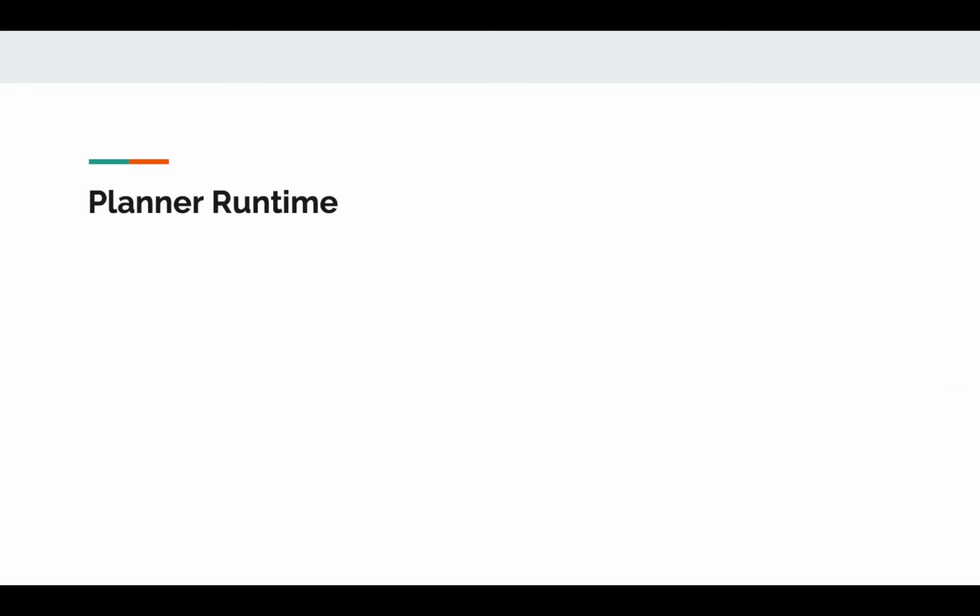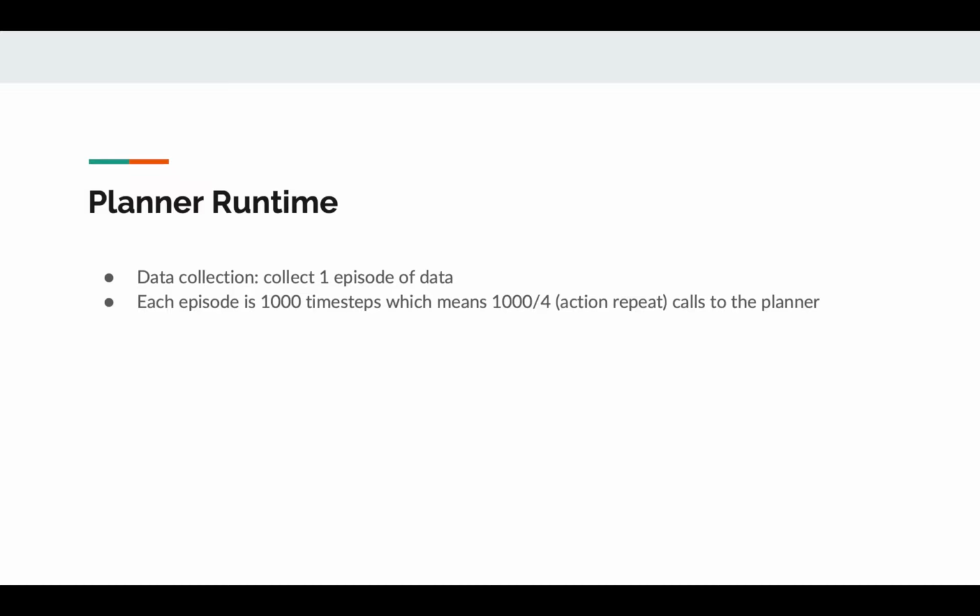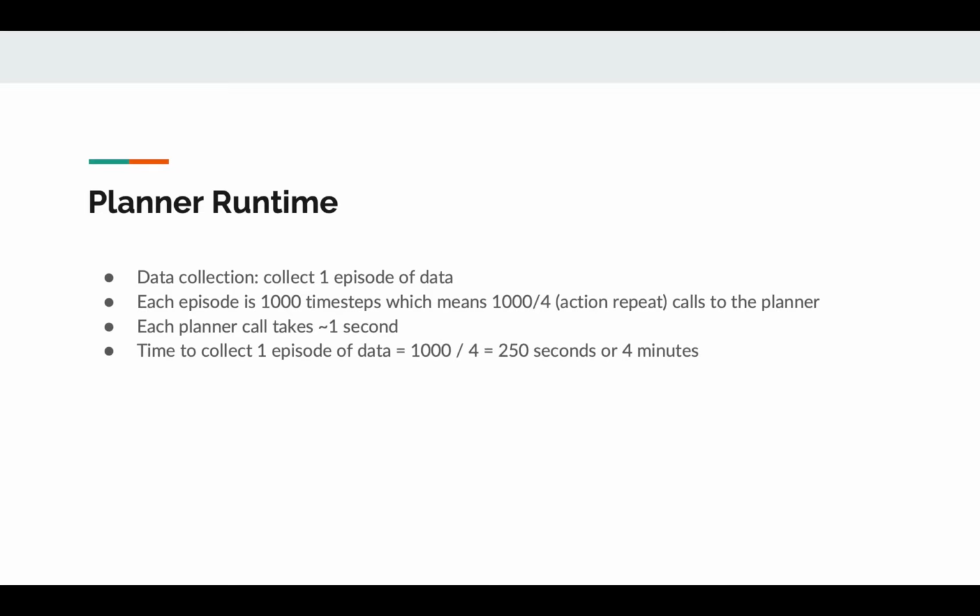So what went wrong? One of the biggest discrepancies was the training time of my agent versus the author's agent. And the big time cost has to do with the runtime of the planning algorithm, which is used in the data collection process. So in the data collection process, we need to collect one episode of data. And each episode is 1,000 time steps, which means 1,000 divided by the action repeat number of calls to the planner. Each call to the planner takes approximately 1 second. And so the time to collect one episode of data, taking into account the action repeat, is about 250 seconds or 4 minutes per episode.